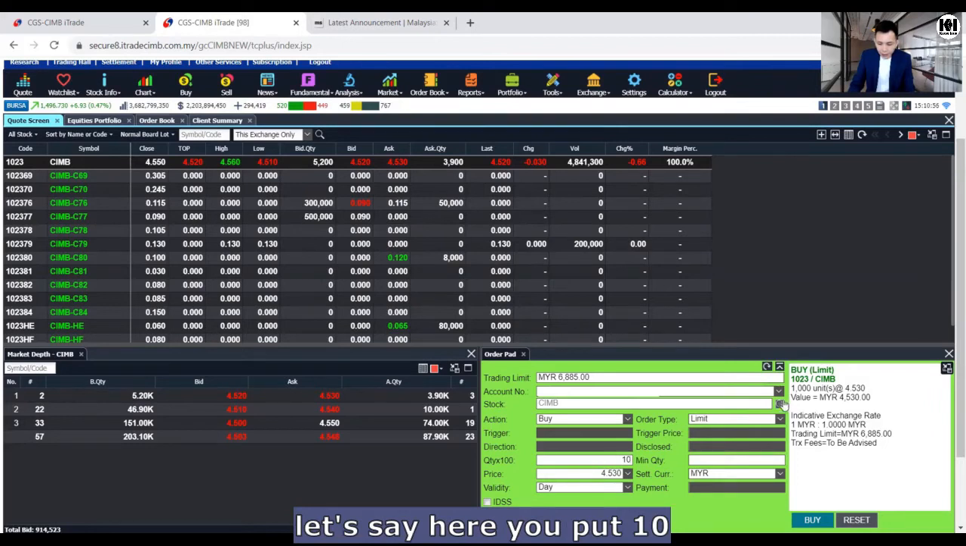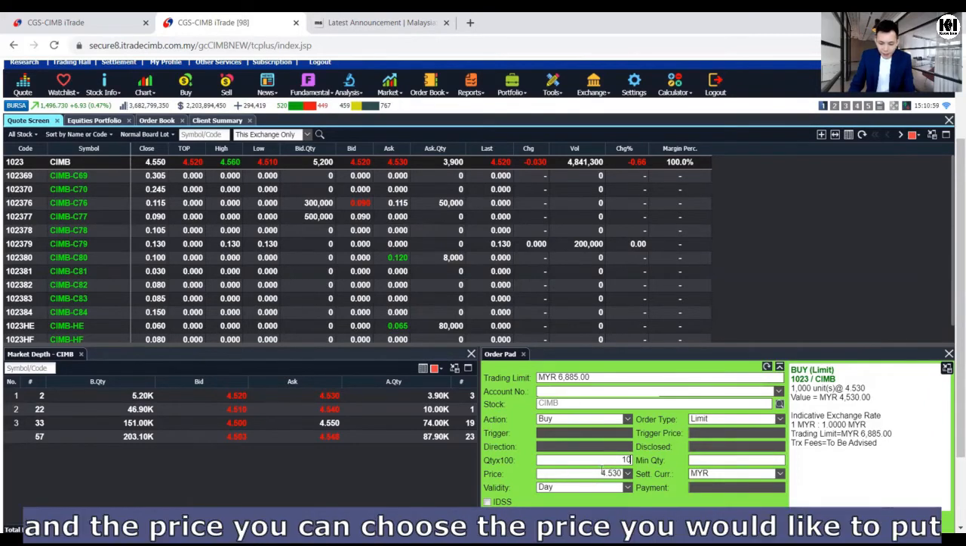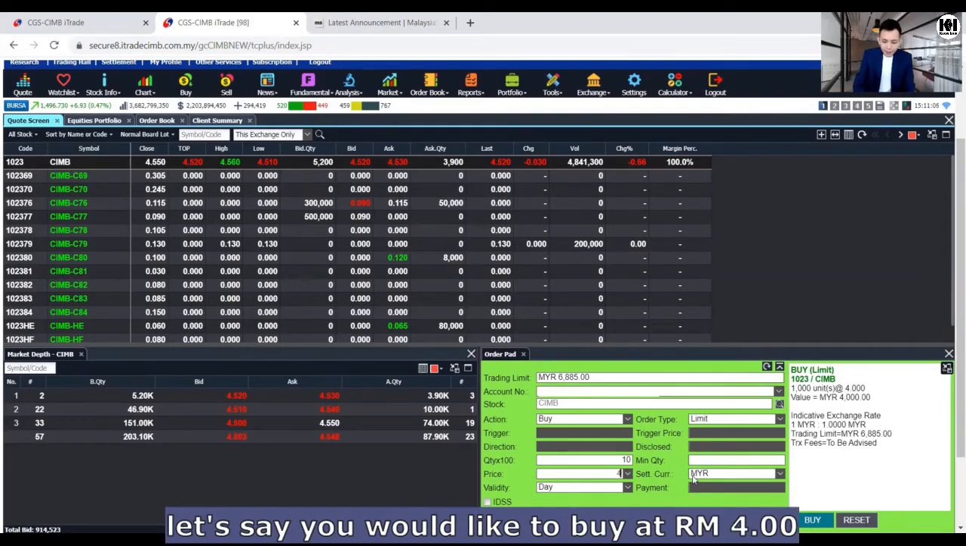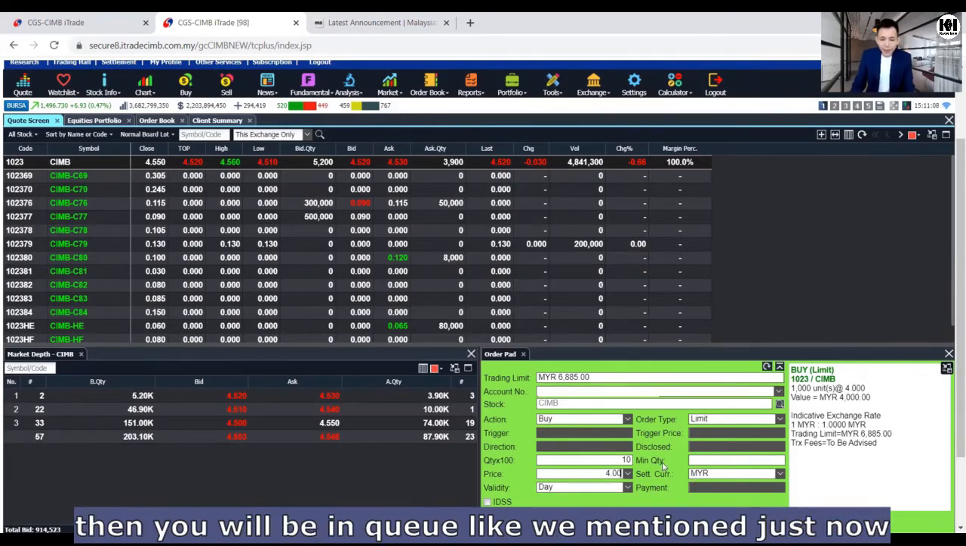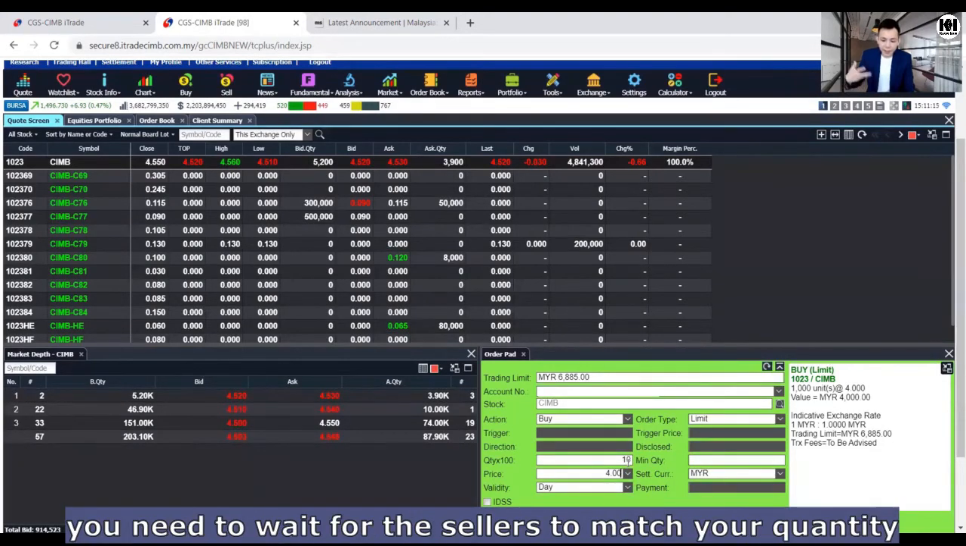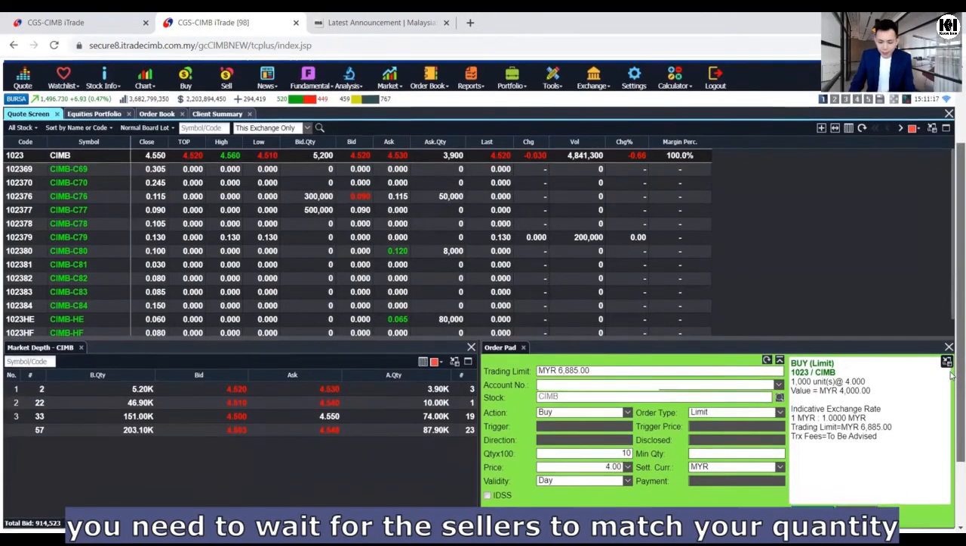Let's say here you put 10, it will be 1,000. And the price, you can choose the price you would like to put. It depends, it's up to you. Let's say you want to buy at 4 ringgit, then you will be in queue like we mentioned just now, because the market price now is 4.52, 4.53. If you like to buy at 4 ringgit, you need to wait for the sellers to match your quantity.